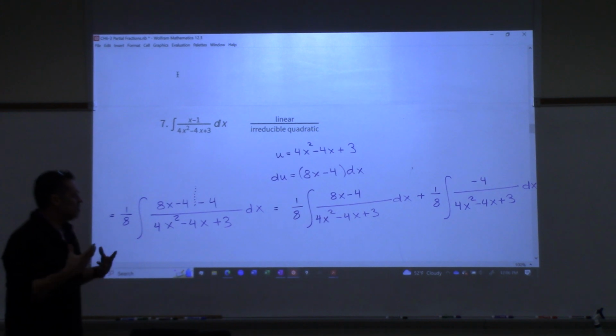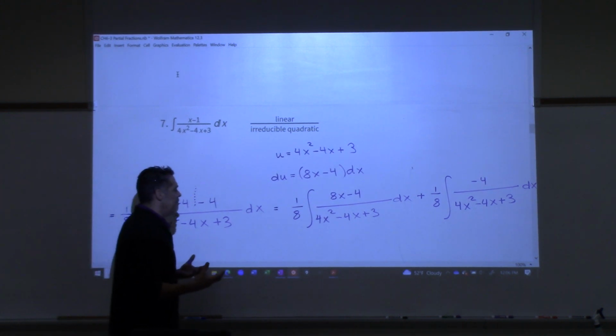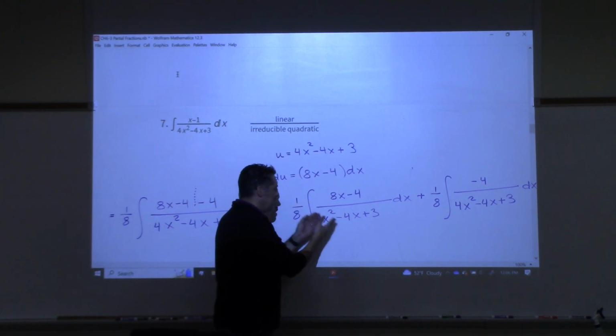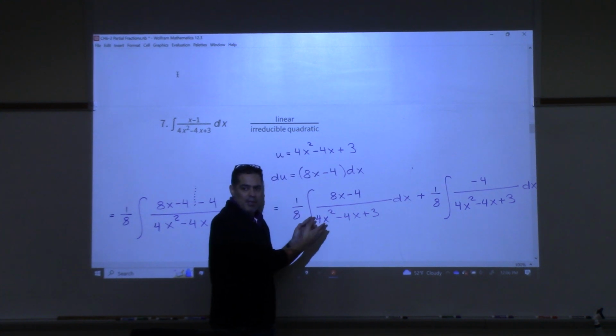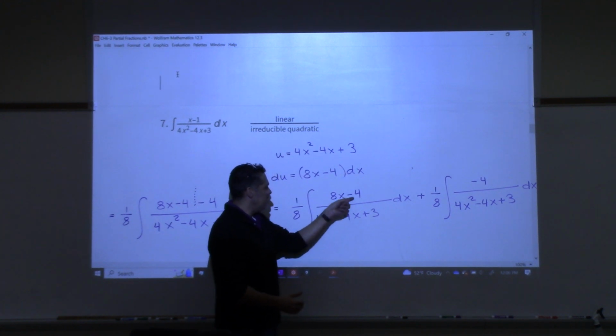Again, I can't stress enough that the whole reason I'm doing this is because I wanted to design an integral that would be easy for me to solve. This one's easy for me to solve because the derivative of that bottom is exactly on top.